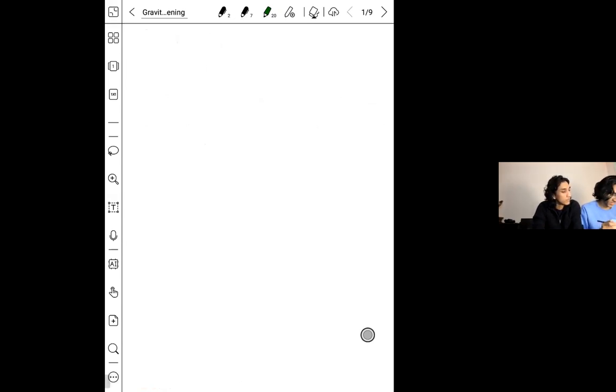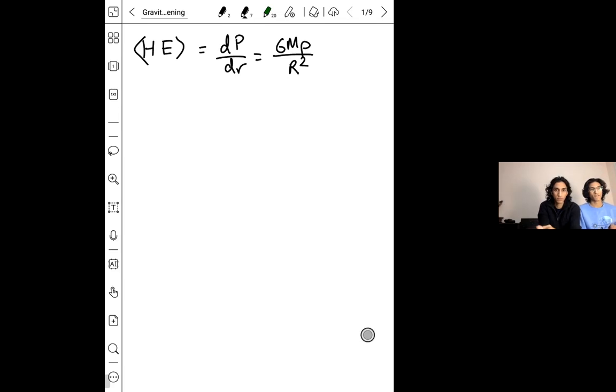So how many of you have taken a stellar astro class? I'm going to assume that you all have taken a class on stars in some capacity, and if you have, you've probably seen this equation, which is the equation for hydrostatic equilibrium, which is something like dP/dr equals GMρ over r squared, right?